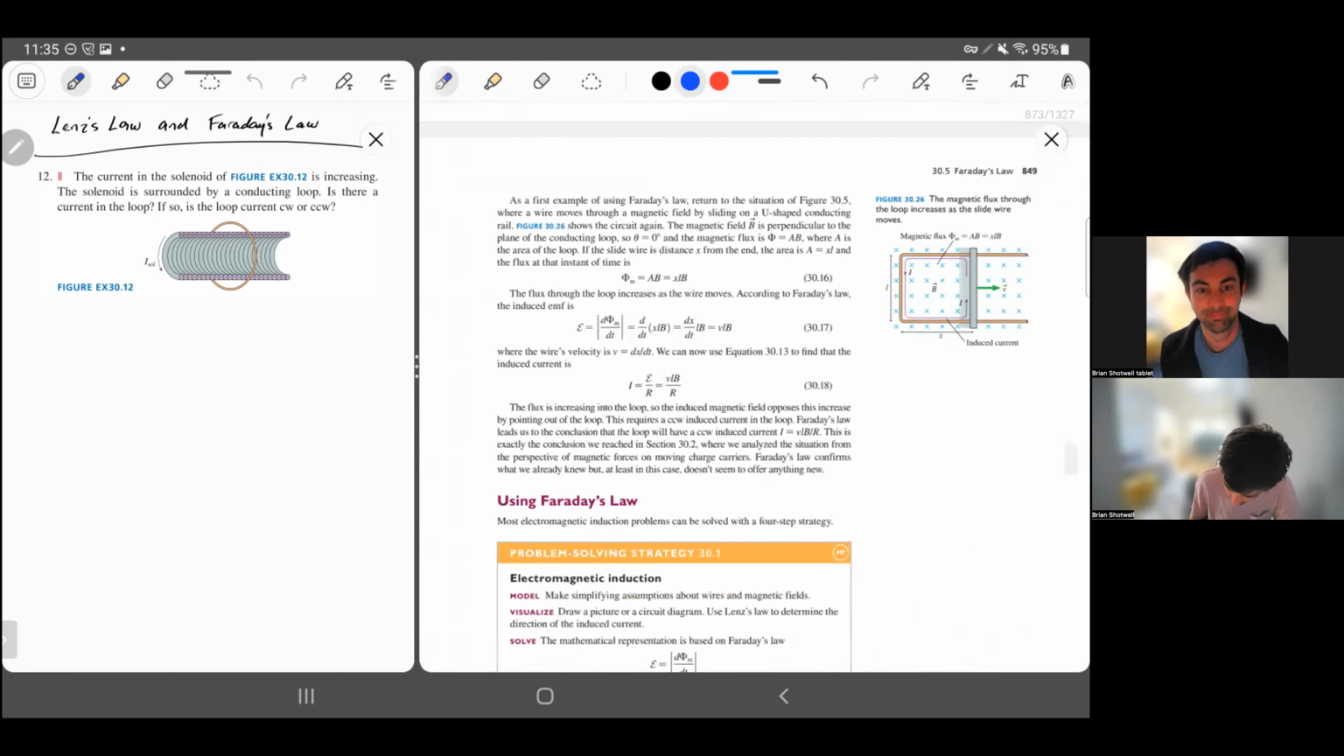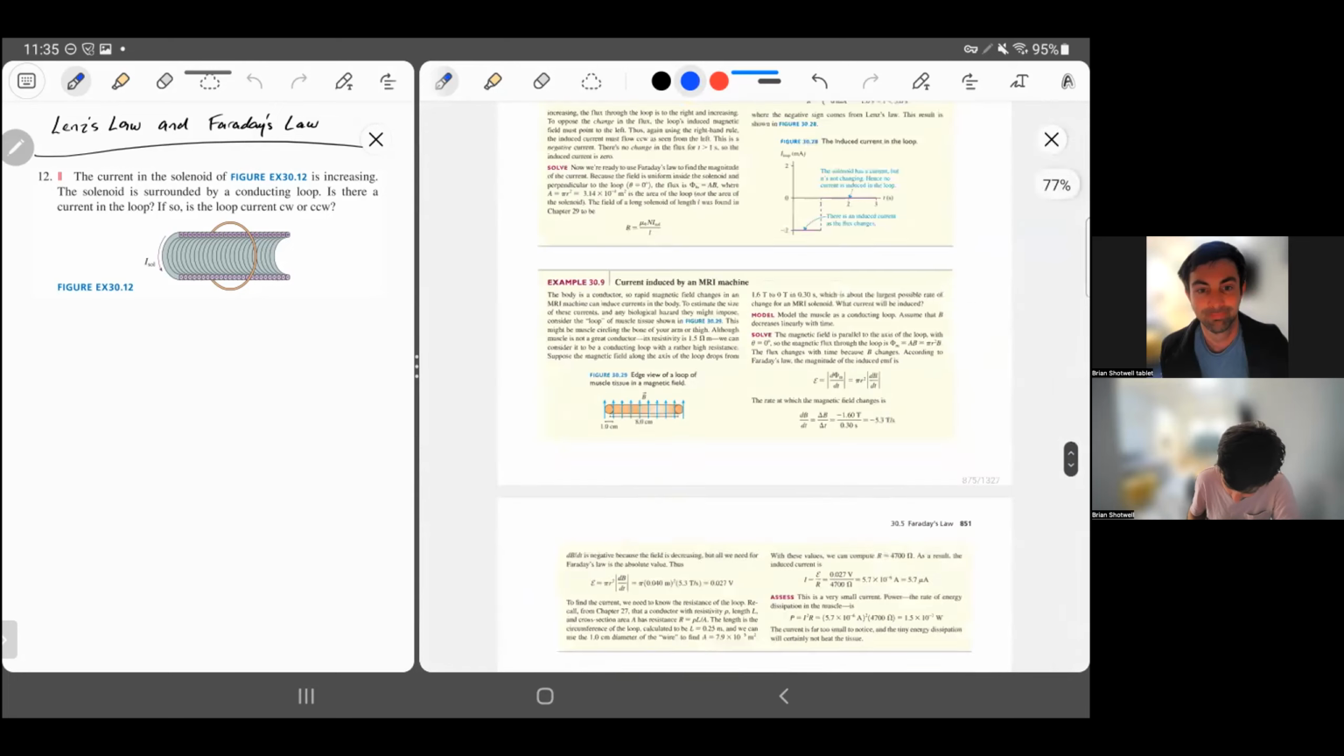So as a reminder, I'm going to rewrite this thing. The EMF is the magnitude of d/dt of the magnetic flux. And so I'm going to rewrite magnetic flux as B times A times cosine of the angle between those two things.